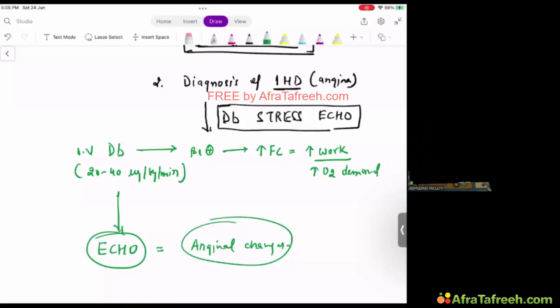ECG can show ST segment depression. ST segment depression is a sign of ischemia. But at the time of ECG, does the patient have ischemia? So ECG can be normal. Or ECG can show ST segment elevation. Elevation is a sign of necrosis, myocardial infarction.